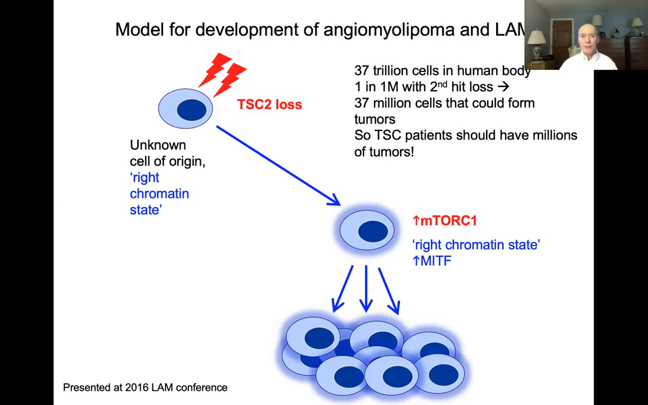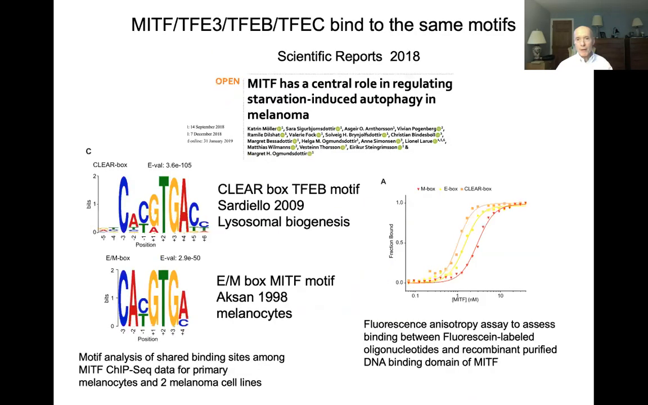And so in an unknown cell of origin, still to this day, that has the right chromatin state, which I will define further, loss of TSC2 would lead to mTORC1 activation and lead to an increase in activity of certain transcription factors, including MITF. And I'd like to highlight that increases in transcription factors downstream of mTORC1 might happen in all cells, but to somewhat of a variable degree. But in addition, the expression pattern of the starting cell, the constellation of transcription factors expressed, might also be very important in determining whether or not mTORC1 activation leads to a tumor or leads to a cell that undergoes senescence or something else. I'd also like to note that this hypothesis is now 5 years old since I first presented this at a LAM conference.